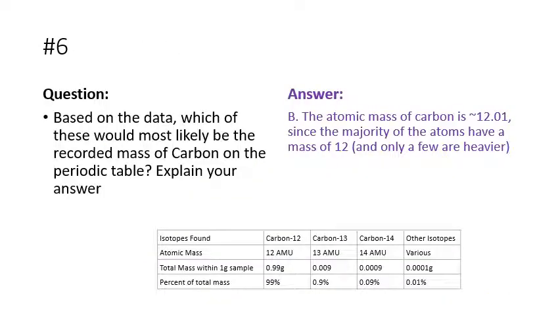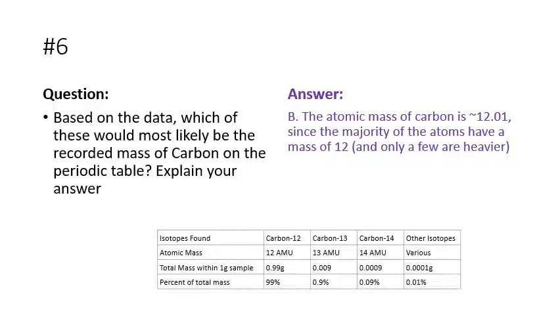Moving on to question number 6. It says, based on the data in the table, which of these would be the most likely recorded mass of carbon on the periodic table? So in the question, you were given 5 options, but the correct answer was B. The atomic mass of carbon is 12.01.